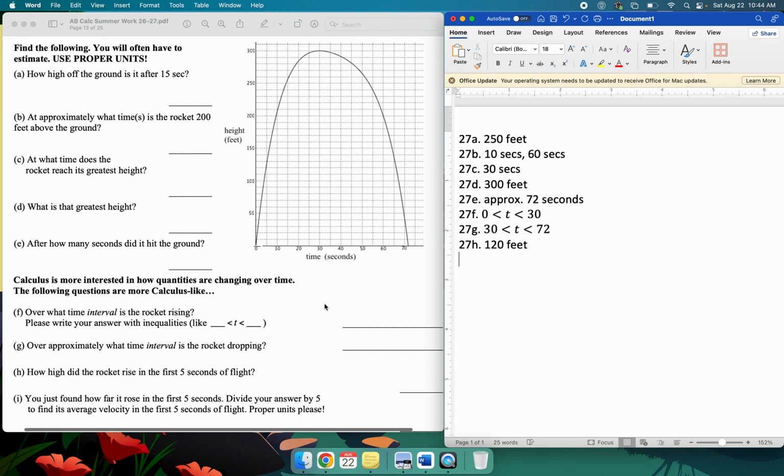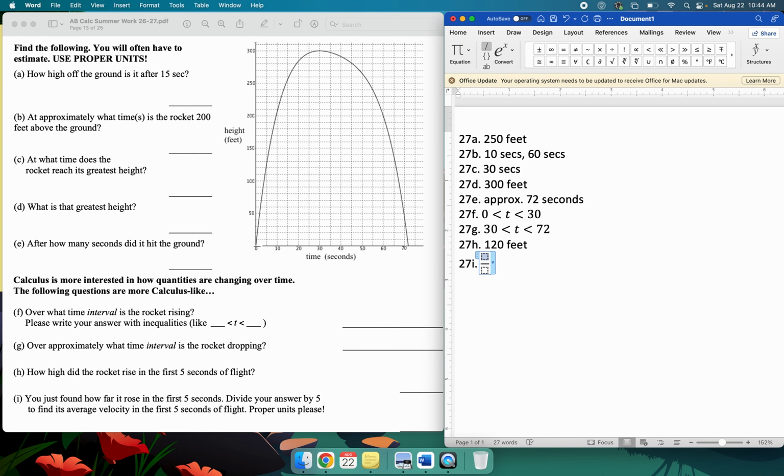27I, you just found how far it rose in the first 5 seconds. Divide your answer by 5 to find its average velocity in the first 5 seconds of flight. Maybe I'll say a couple things about this. Average velocity is basically the distance that you travel divided by the amount of time that it took. During the time interval in question, the rocket rose by 120 feet, and it took 5 seconds for that to occur. So that's 120 over 5, which I think is 24. So that's 24, and the units are feet per second.